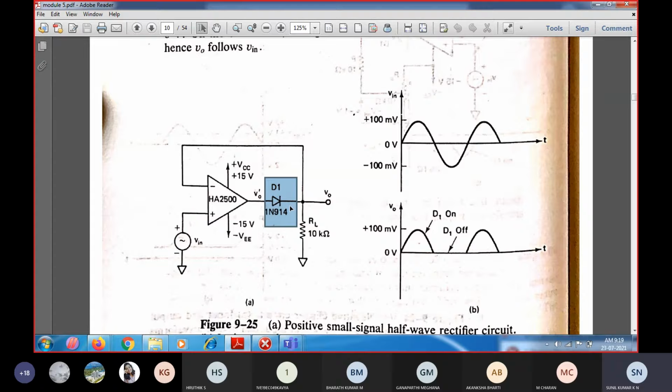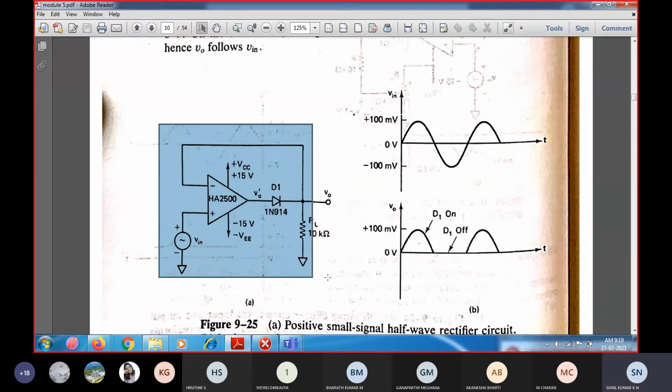Whereas if I employ the operational amplifier with active circuits, if I employ the op amp circuit with this diode in this configuration, the entire circuit is going to function like a voltage follower circuit. Why is it a voltage follower? Because the input has been given to the non-inverting terminal, and the final output of the diode has been fed back to the inverting input.